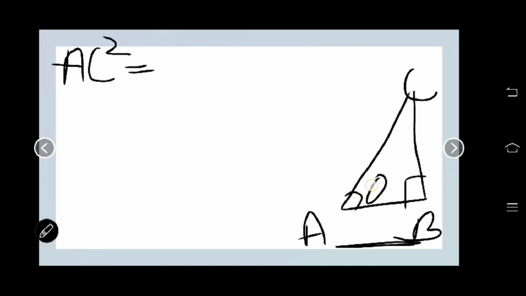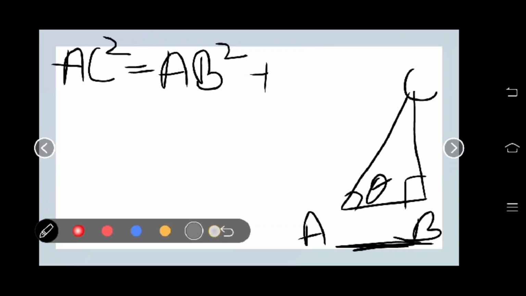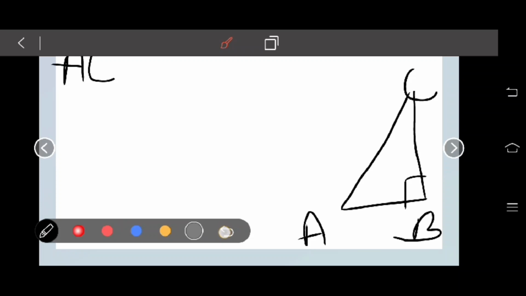So let's take a theta here. You have to take the adjacent side, adjacent to theta here. So you have to keep the squares: AB square plus the opposite, BC square. AC square equals AB square plus BC square. So this is the Pythagoras theorem. The sum of the squares of the other two sides of a triangle should be equal to the hypotenuse square. So let me give you one example and I will show you how this formula is actually applicable.